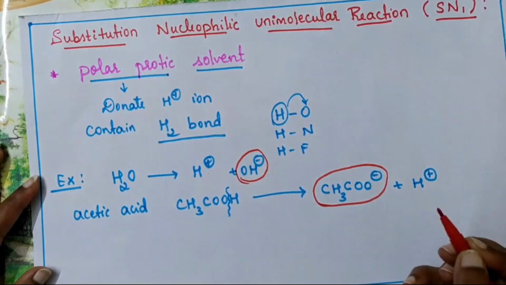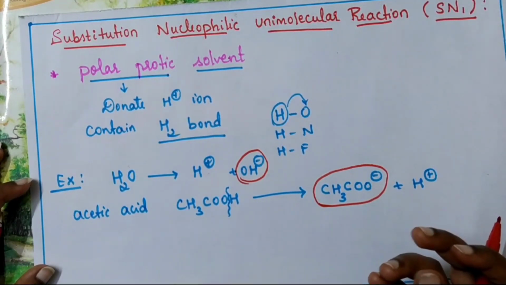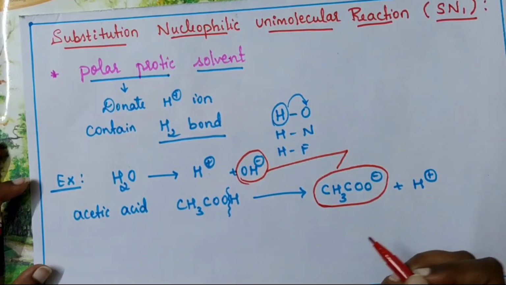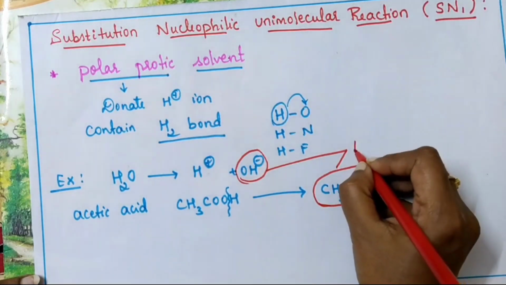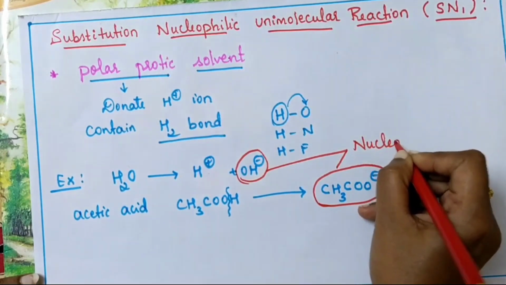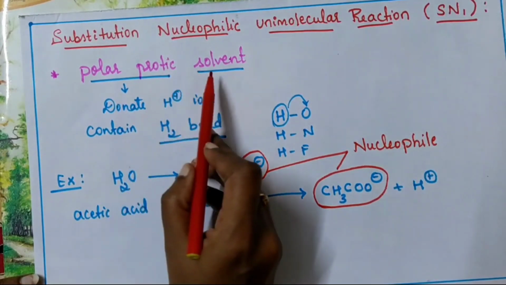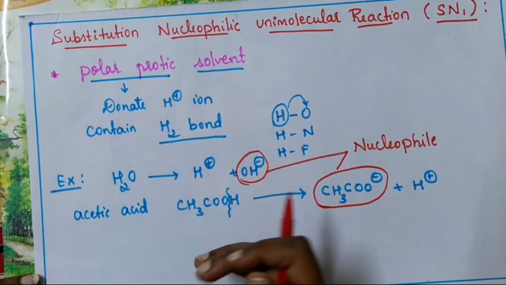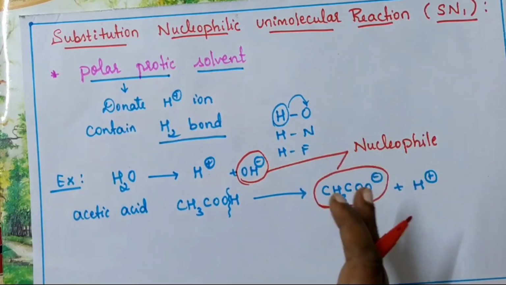In our last class we discussed what nucleophiles are. Nucleophiles are those substances which have a negative charge, which means they get attracted towards positive charge. That is why you must use a polar protic solvent. Those solvents can release the nucleophile so that the reaction will take place.